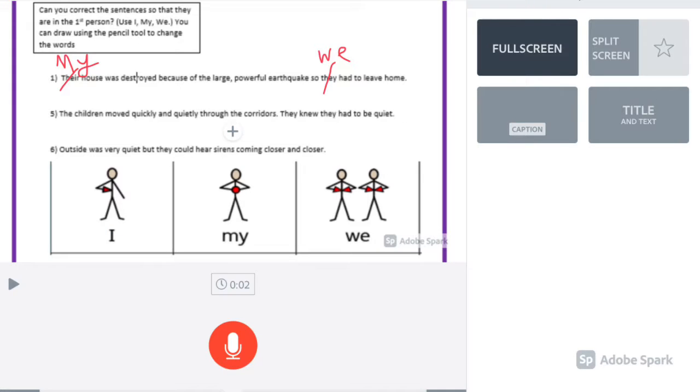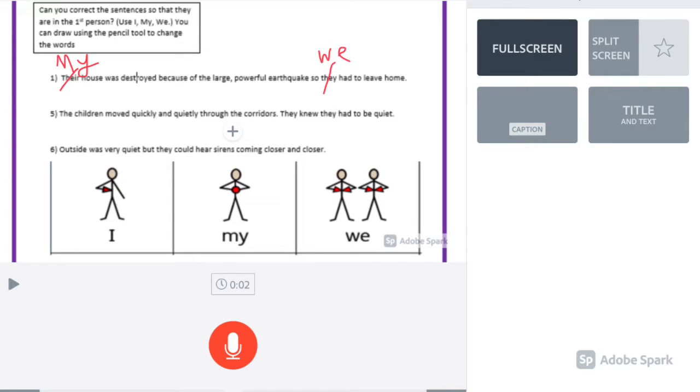If we want to change this sentence into first person, we'd need to change the their into a my, and we'd also need to change the they into a we. So the whole sentence would say, my house was destroyed because of the large, powerful earthquake, so we had to leave home. See if you can try the other two.